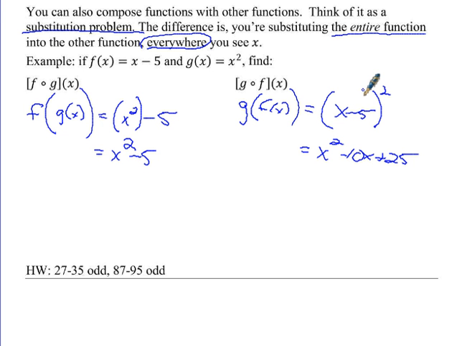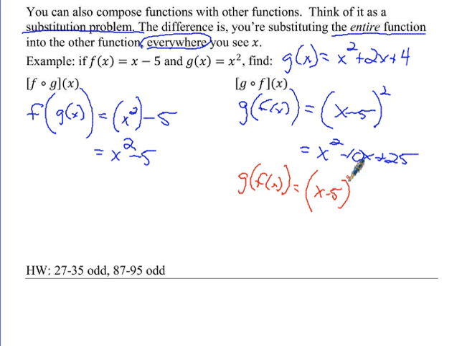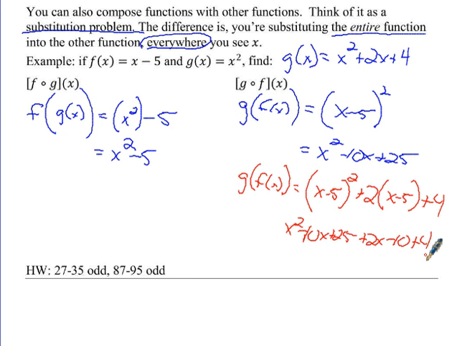Now if there was more going on, like if this g of x was actually x squared plus 2x plus 4, then what you would have for g composed of f of x would be x minus 5 squared plus 2 times x minus 5 plus 4. And then you'd FOIL this out, and you'd have, again, x squared minus 10x plus 25 here, but then you'd also have the plus 2x minus 10 plus 4, and then you combine all your like terms, okay? You see how that works now? Yeah. Okay.